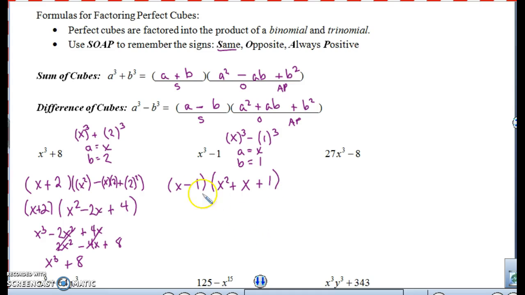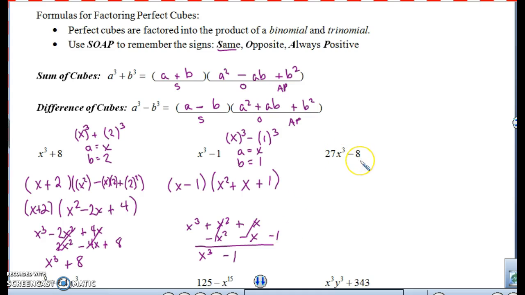And there we go. And you can, if you want to remultiply this to check, x times x squared is x cubed, x times x is x squared, x times 1 is x, then multiply by negative 1. Negative 1 times x squared is negative x squared, negative 1 times x is negative x, negative 1 times 1 is negative 1. Combine your terms, these cancel, x cubed minus 1. It works. So that's your pattern. The tricky part of it is making sure you know what the cube roots are so that you can do this. All right, so just follow the pattern.